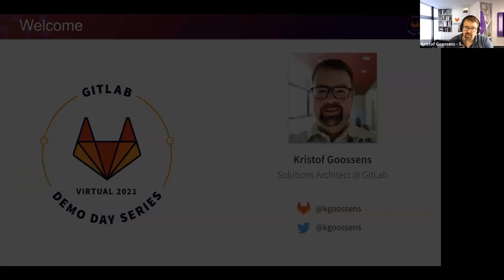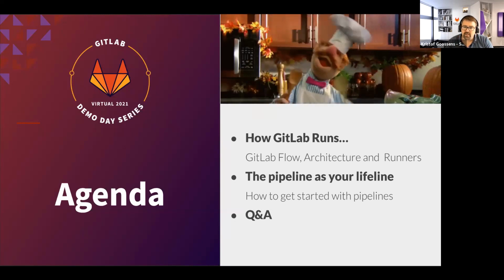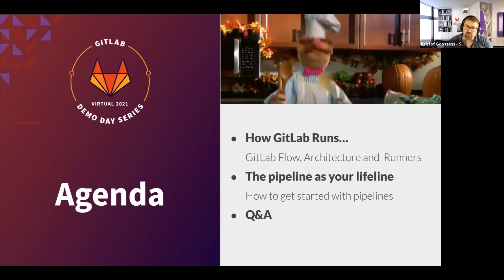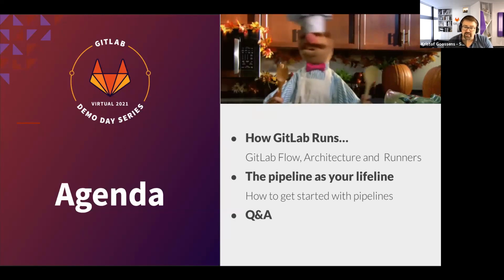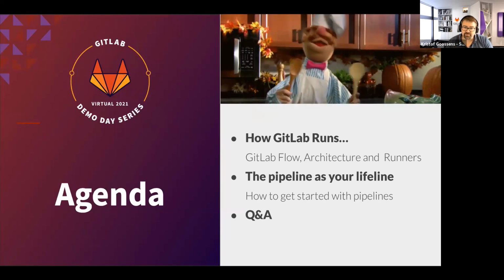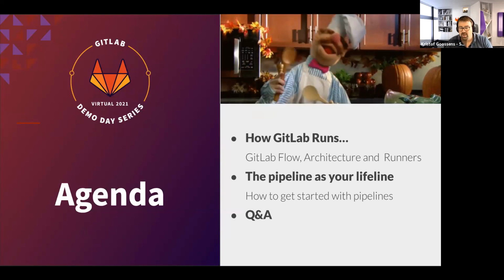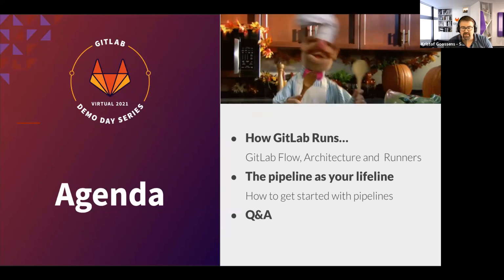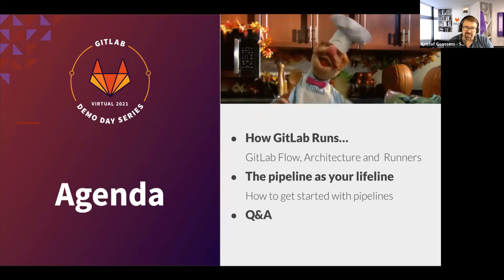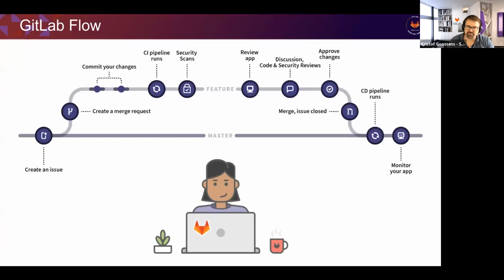For today's agenda, or for today's menu, we'll be covering a couple of basics of CI/CD, starting with how the CI/CD portion of GitLab actually runs, covering topics like GitLab Flow, the architecture of CI/CD, and how to work with the runners. Next, we'll cover the topic, the pipeline as your lifeline, or in other words, how to get started with pipelines. And in the end, we should have time left for some questions and potentially some answers as well. So let's dig into it.